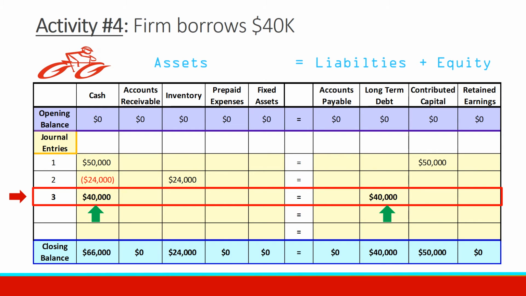As our next activity, the firm is going to borrow $40,000. This will be journal entry number 3. $40,000 will be coming into the bank as cash, and $40,000 will be recorded as a liability, as a debt, on the other side of the equation. So the entire value of the firm, the asset part of the firm, has increased by $40,000, and the other side, the liabilities plus equity, have also increased by $40,000.